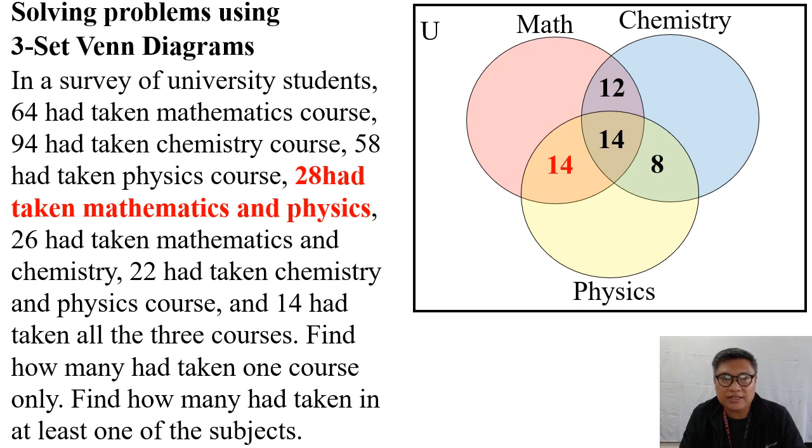So 28 had taken math and physics. So again, we have here the intersection of math and physics. But since we already have 14 here, which is part of the 28, we need to subtract. So 28 minus 14 is 14. So again, 14 here indicates that they still have math and physics, but they don't have chemistry, while the other 14 still have math and physics, including chemistry.